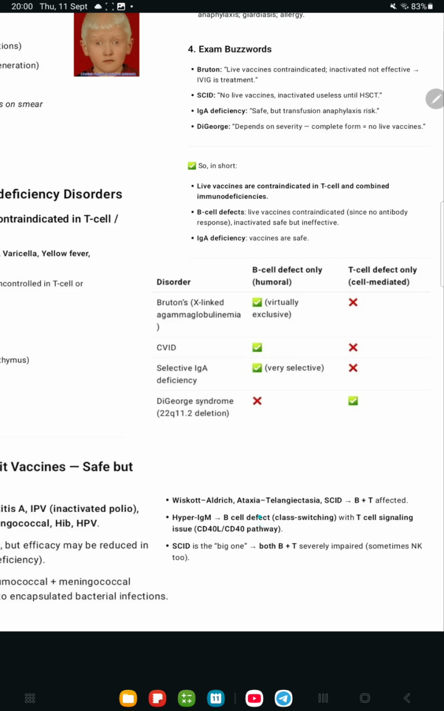Mainly there is a class switching problem with T cell signaling issue, and that is the CD40 ligand, CD40 pathway. This is defective, and that's why IgM cannot convert into other immunoglobulins, so there will be hyper IgM. SCID we can remember like this: this is the big one, both B plus T are severely impaired, and sometimes NK cells are also.